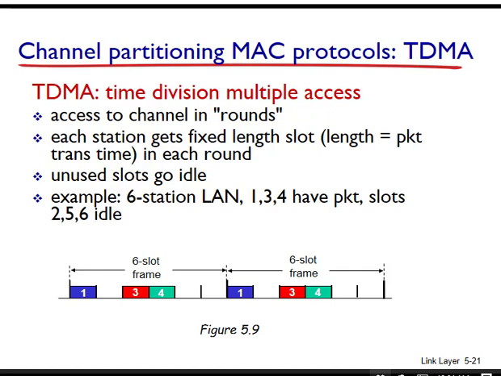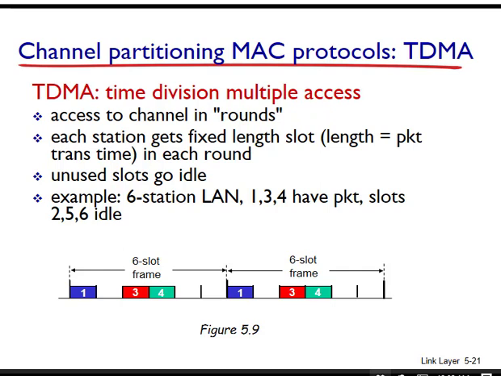Each time slot is then assigned to one of the collection of nodes. Whenever a node has a packet to send, it transmits the packet's bits during its assigned time slot in the revolving time division multiplexing frame. Typically, time slots are chosen so that a single packet can be transmitted during a time slot. In Figure 5.9 that you see here, we see a simple 4-node time division multiplexing example.